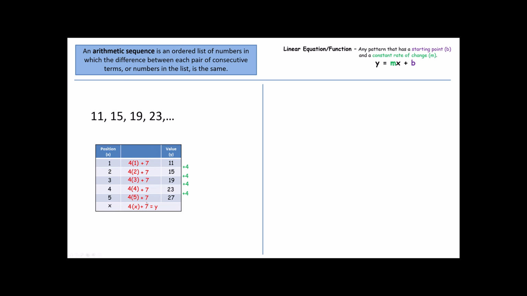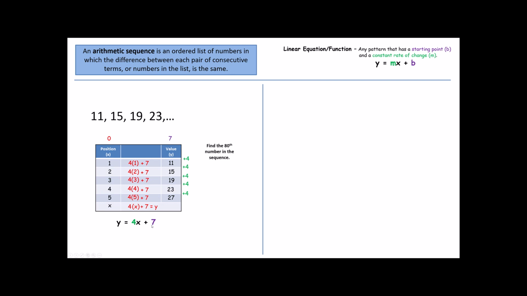The reason that you need that plus 7 is because the number that's in position 0 would be whatever number plus the first 4 gave us that first 11. Remember, the first position says I had a 7, and then I added a 4 to get the 11. The second position says I had a 7, then I added 2 4s. The third position is I had a 7, then I add 3 4s. There's your slope-intercept form of your linear equation, your starting point and your constant rate of change.